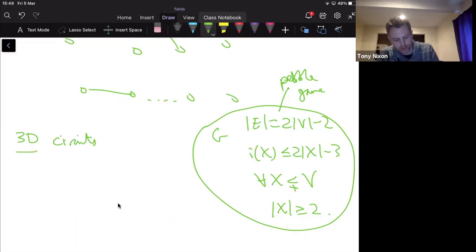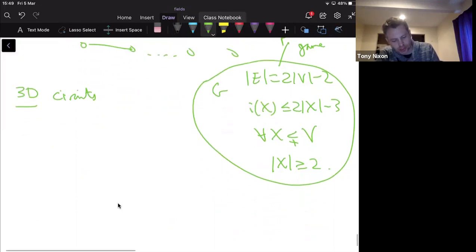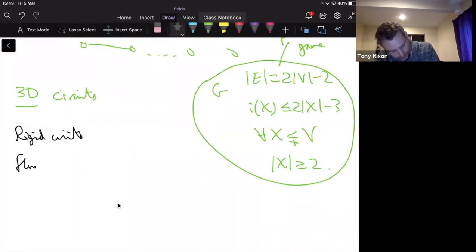In 3D, it's much more interesting. So I tried to say some words about this in the three-dimensional rigidity lectures, but they split into rigid circuits and flexible circuits.